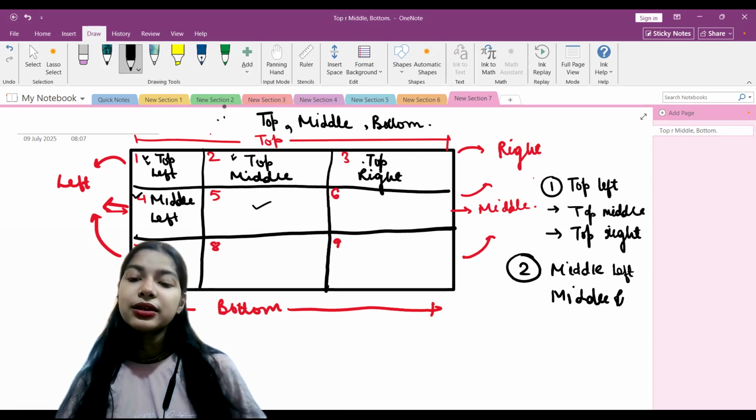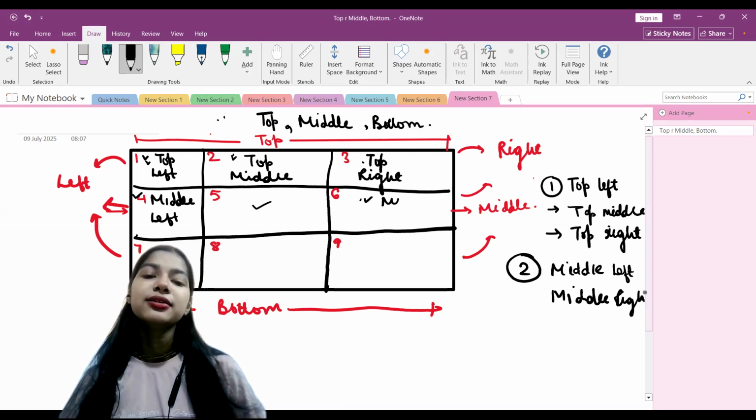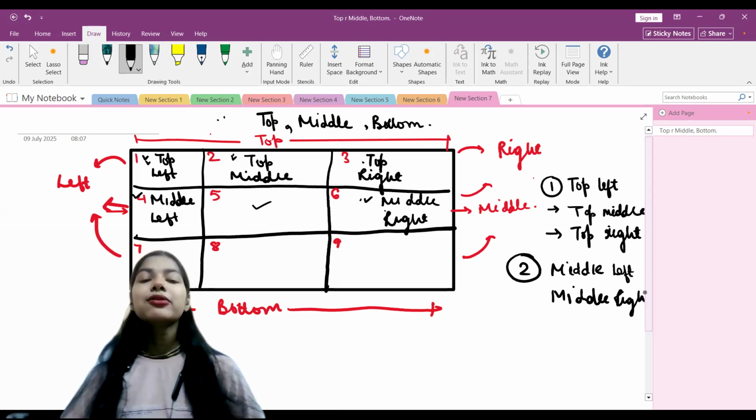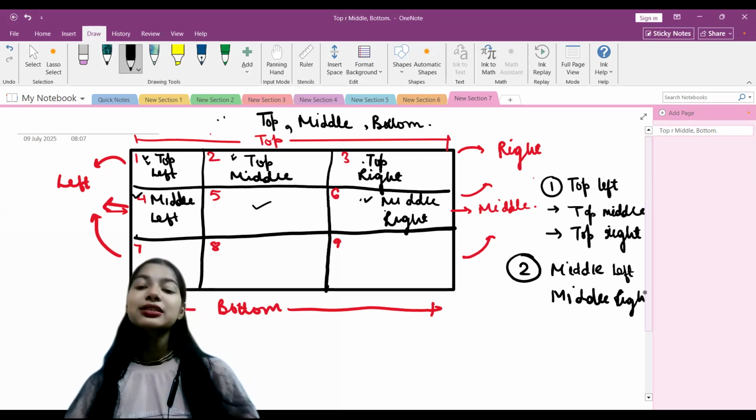Okay, now let's talk about middle right. This is the middle column and this is the right hand side. So this is middle right. Okay. Now let's learn about the bottom columns. Top is covered, middle is covered.